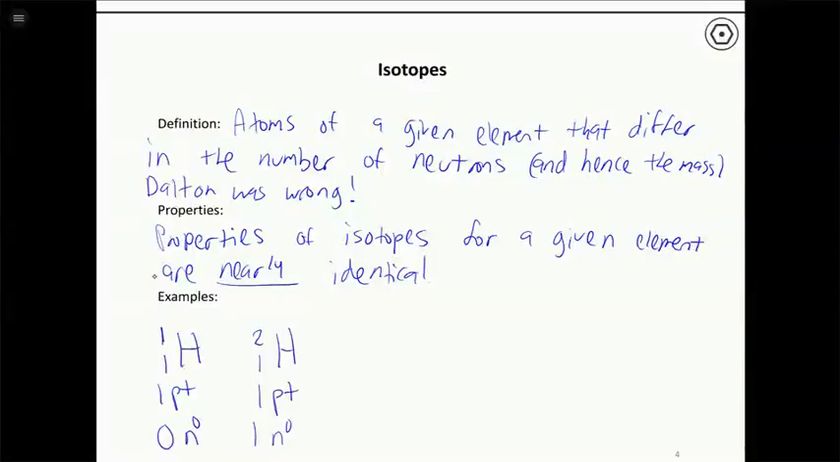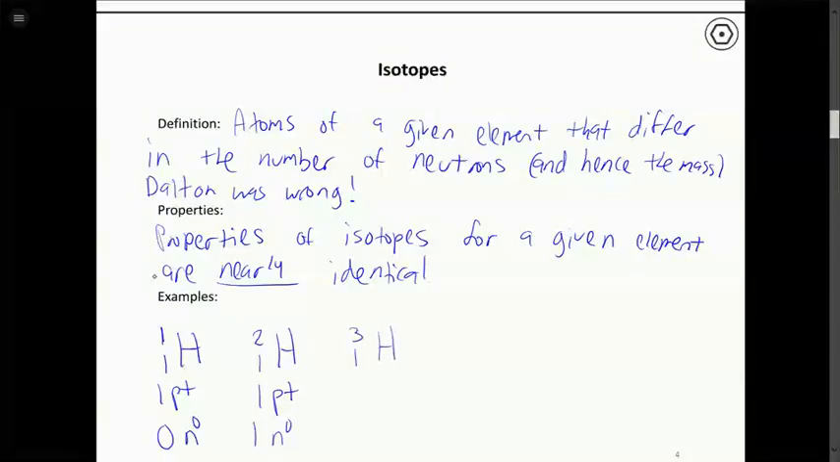Now the third one, which I don't believe is naturally occurring but can be prepared in the lab and is very important, especially for biological experiments, is called tritium. This has the symbol H with a 1 and a 3, and again 1 proton because it's hydrogen. It has to have the same number of protons, but with a mass number of 3, that means you have to have 2 neutrons this time.